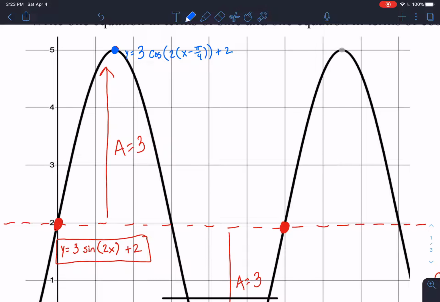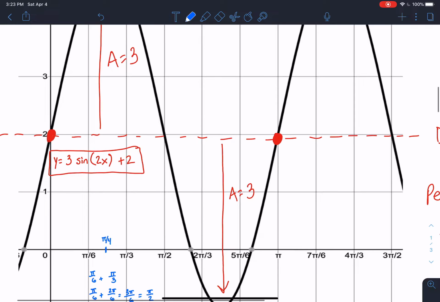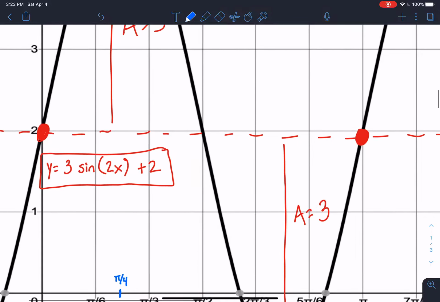All right, so using this point to start with, that's what my equation is. Now, if you were to get your graphing calculators out and put both of these equations in, they would line up with each other. They would line exactly on top of each other. Okay, now we'll do one more just for an example.